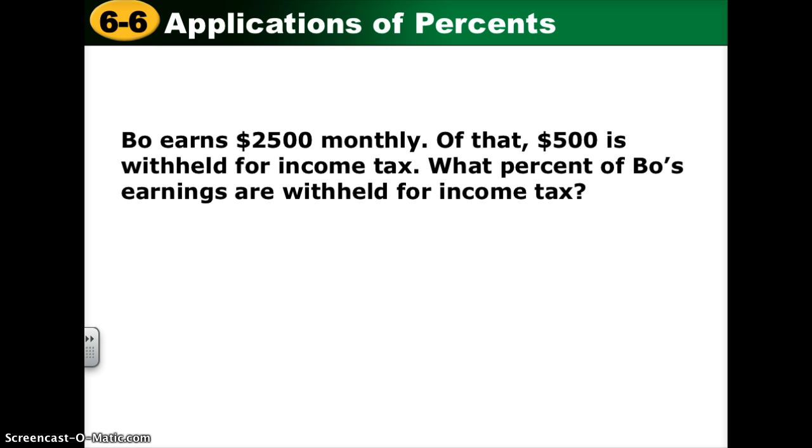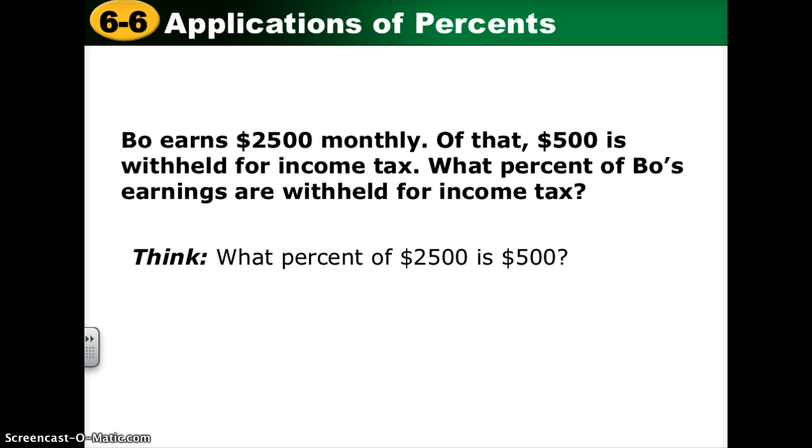Bo earns $2,500 monthly. Of that, $500 is withheld for income tax. What percent of Bo's earnings are withheld for income tax? Withheld means they're taking it out of his monthly earnings. So if he makes $2,500 and $500 is withheld, we're looking for what percent of $2,500 is $500.